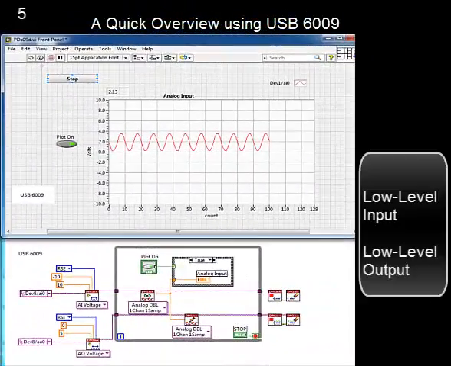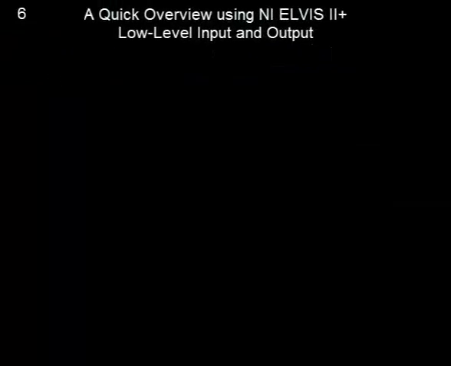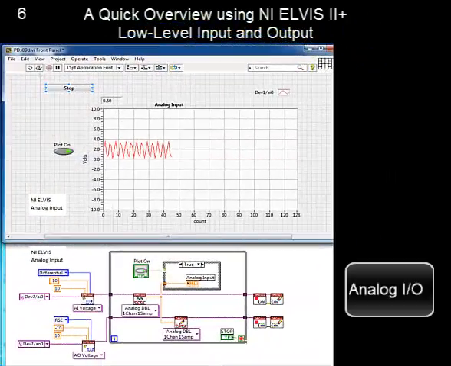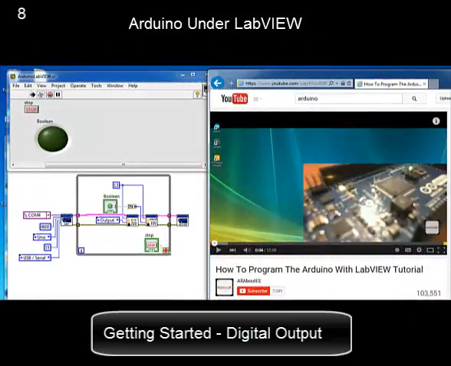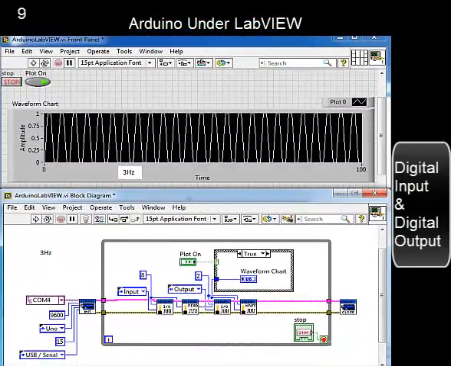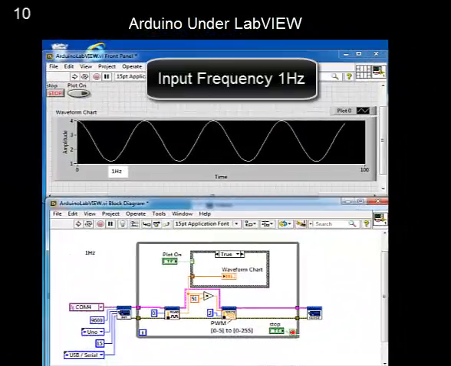Next is the USB6009 with low-level input and output. Now the ELVIS, low-level input and output with analog I/O. Now ELVIS with oscilloscope input. Now Arduino under LabVIEW. This is the getting started digital output. Arduino digital input and digital output.